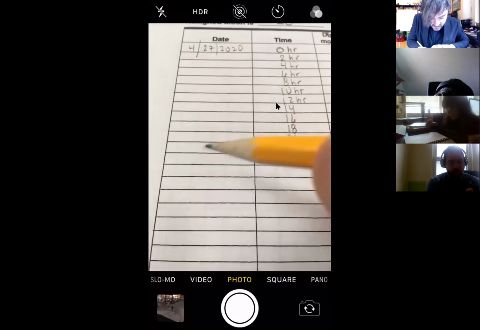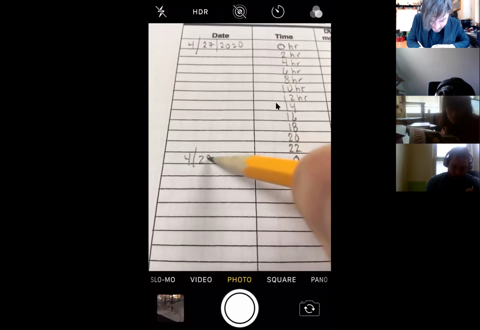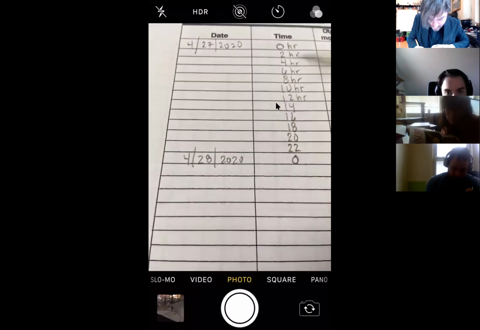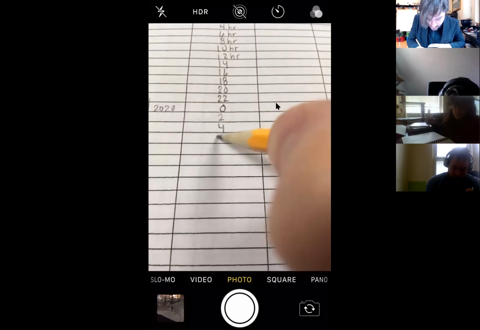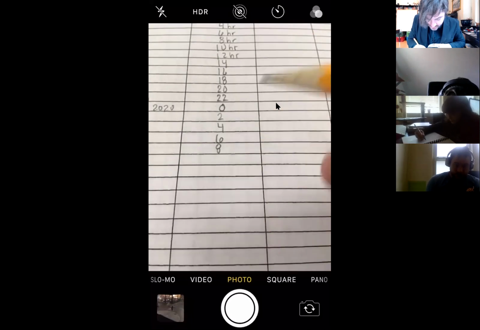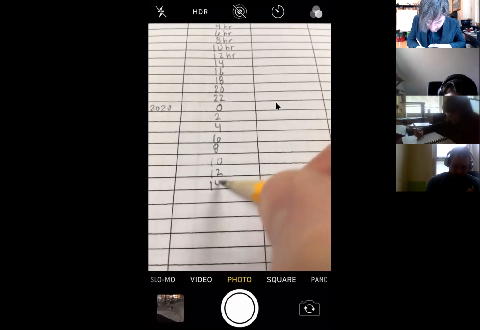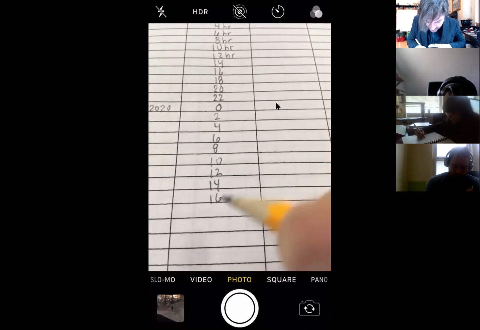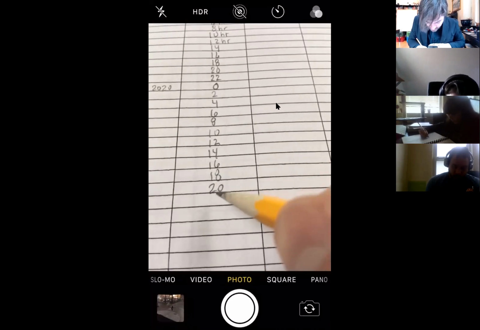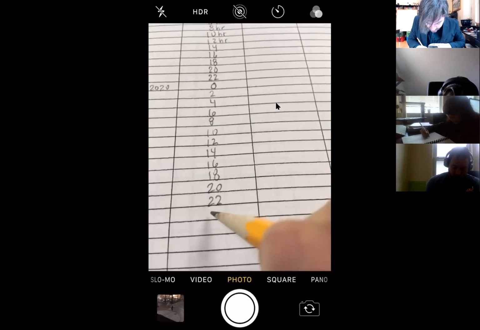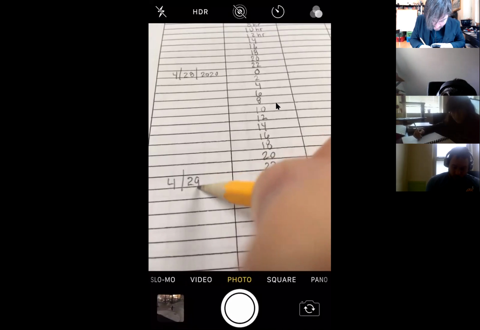Then we will go on to our next date. 0 hours will be 4/28. And we'll do the same thing again. 0, 2, 4, 6, 8, 10, 12, 14, 16, 18, 20, 22, and then back to 0. That's now 4/29.